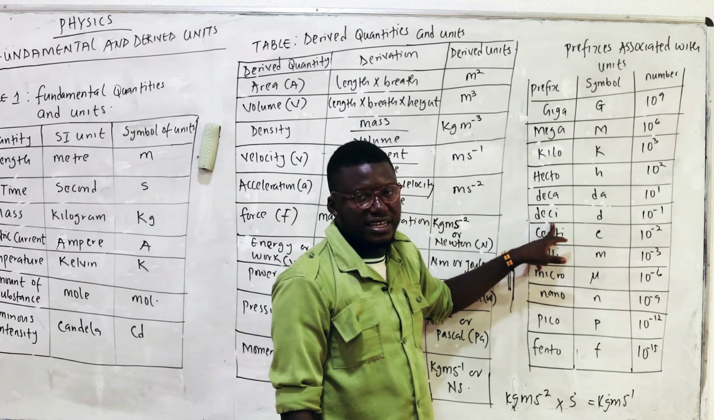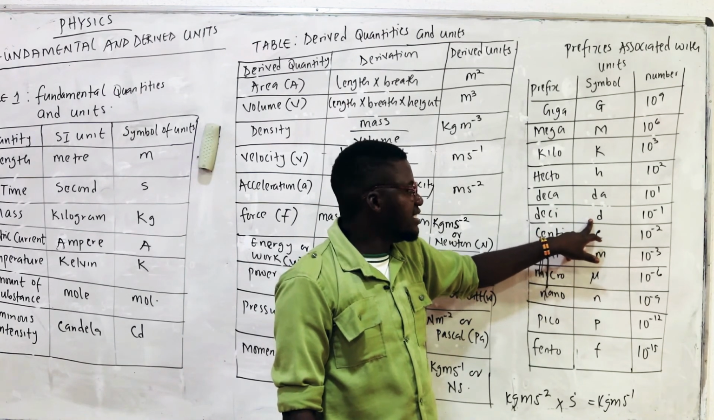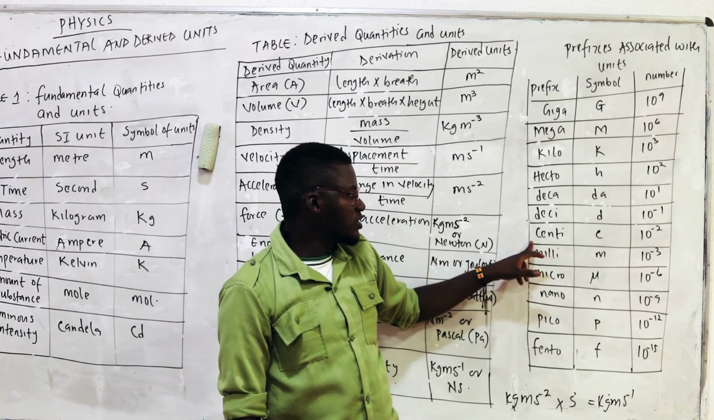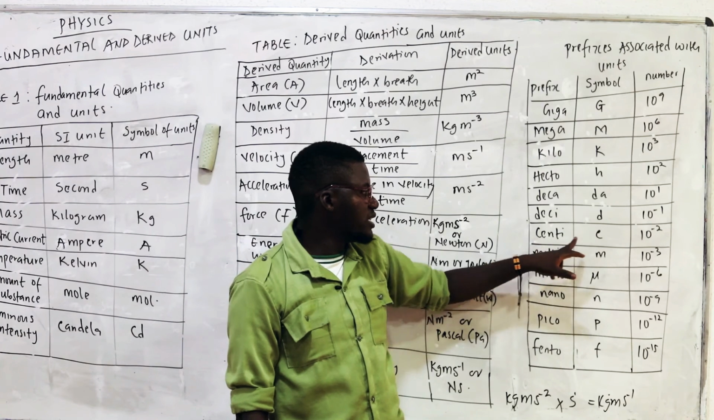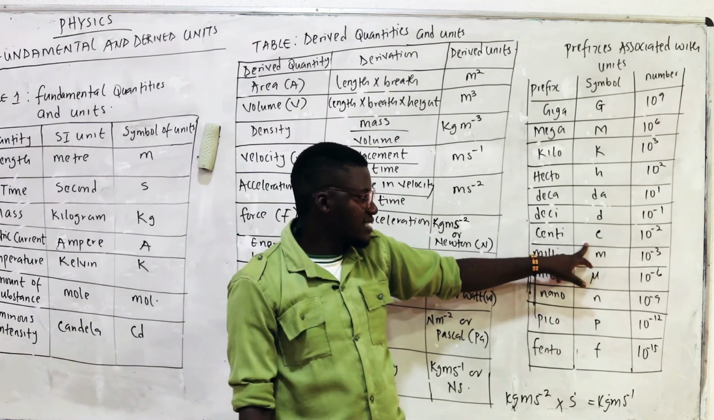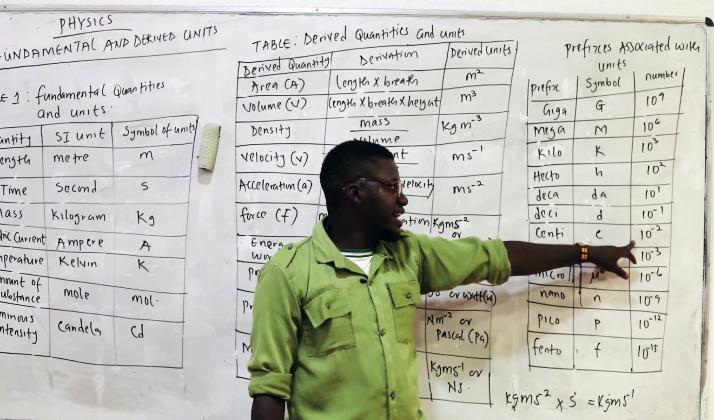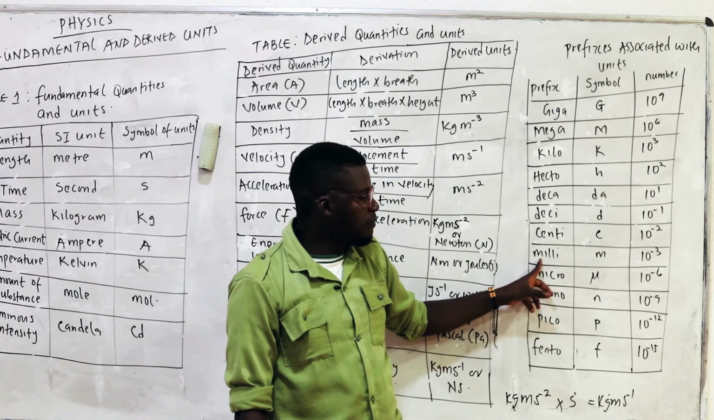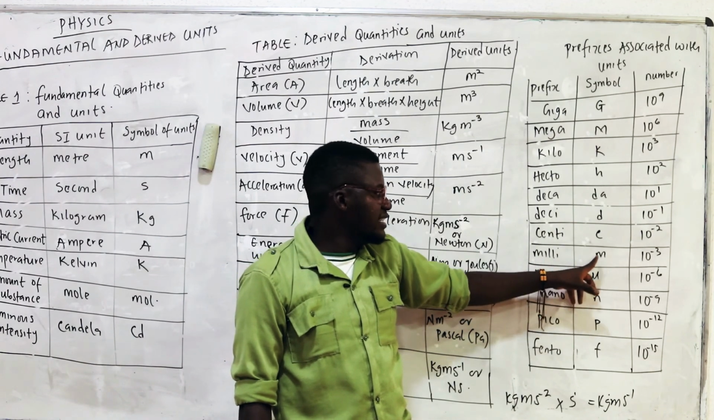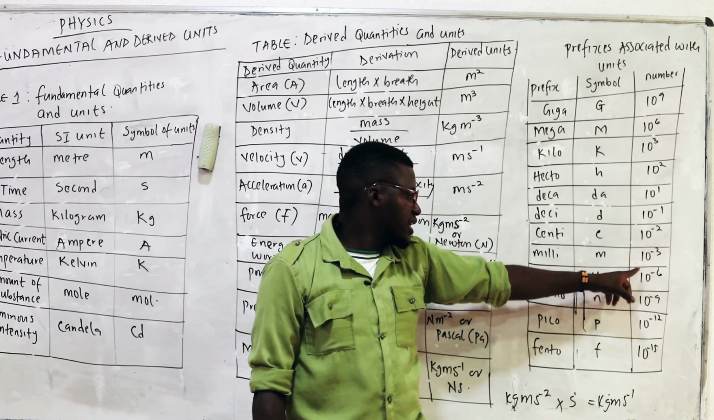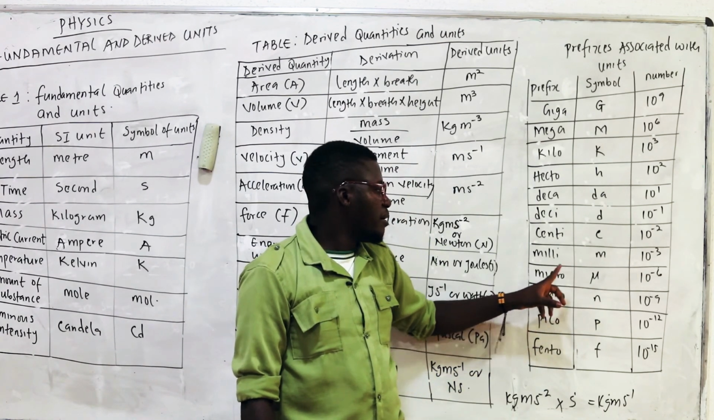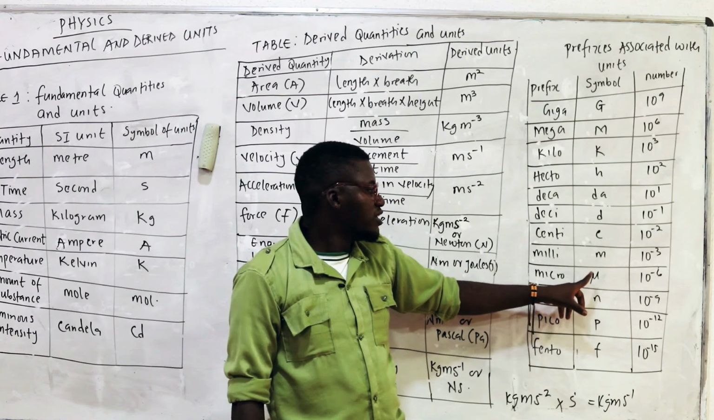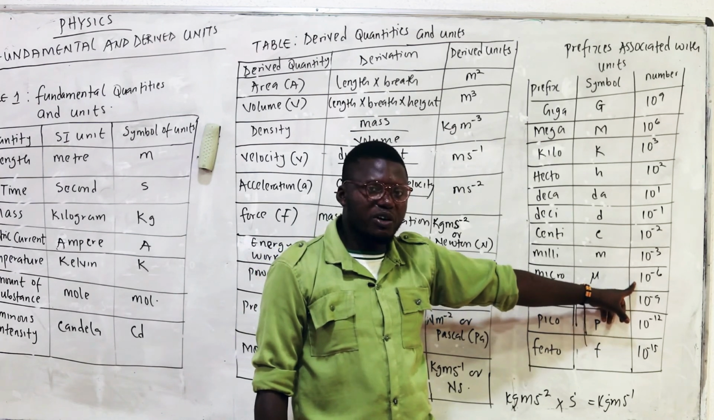Then the next one is deci. Deci is denoted using small letter d and is given as 10 raised to the power of minus 1. Then centi, denoted using small c as in centimeter, is given as 10 raised to the power of minus 2. The next one is milli, denoted using small letter m and given as 10 raised to the power of minus 3. Then micro, denoted with mu, which is the name of this symbol, and given as 10 raised to the power of minus 6.